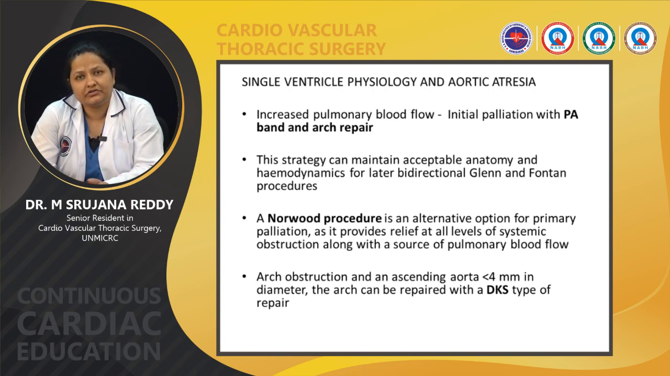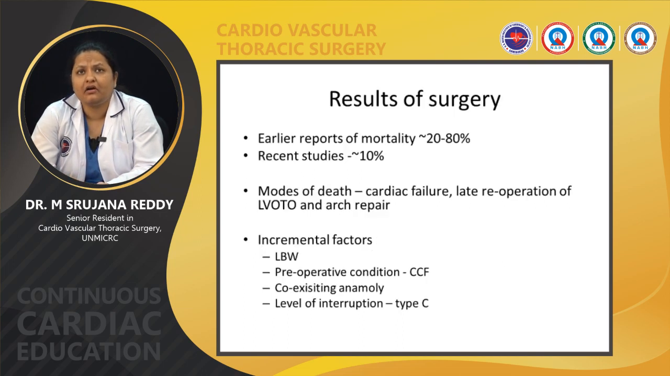Also, a Norwood procedure is an alternative option wherein obstruction at every level is relieved along with a source of pulmonary blood flow. With arch obstruction and ascending aorta less than 4 mm in diameter, the arch can be repaired by DKS type of repair. Results of surgery: earlier reports have reported a mortality of 20 to 80%. Recent studies have shown a mortality rate of 10%.